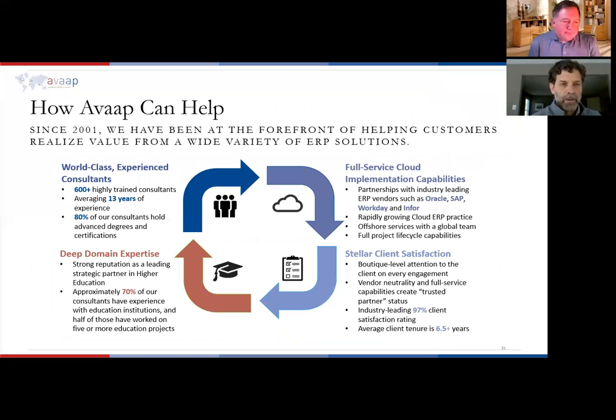Sounds good. Thanks, Tim. All right, so quickly, this is just about Avaap in general. Some of you may know us as Navigator. We were acquired last summer and merged with Avaap, so there is a name change, but we've been around since 2001. We've got over 600 consultants, and of those, 70% have worked on 5 or more higher ed projects, so we've got deep domain expertise in the higher ed space. In addition, we're a full service cloud implementation partner. We work with Oracle, SAP, Workday, and Infor in those areas. And we've got 97% client satisfaction, which speaks to the quality of our work.